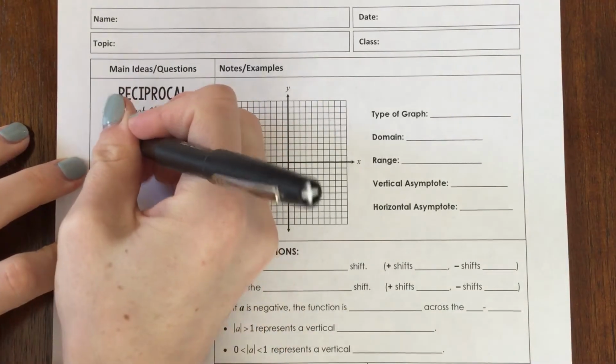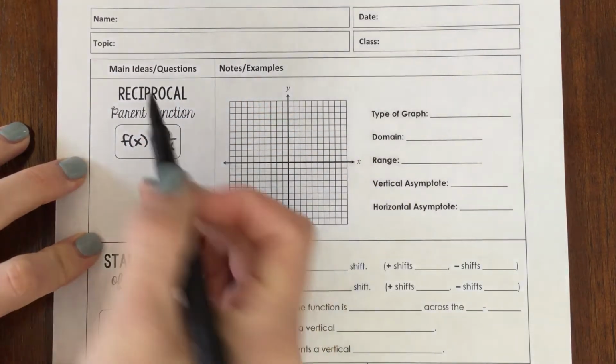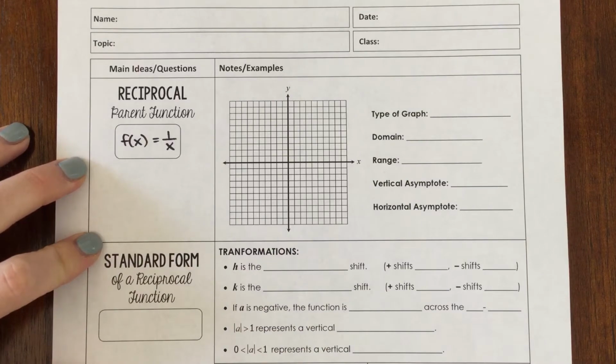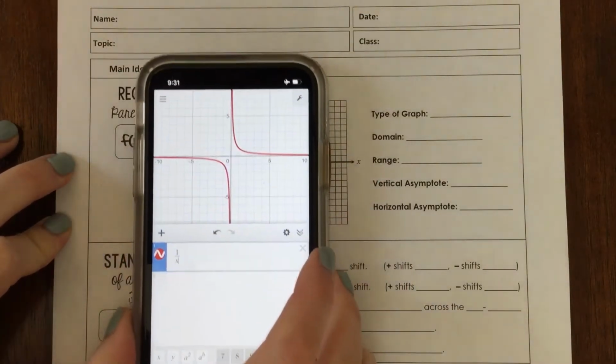So the parent function is f of x equals 1 over x. That's the simplest version. That's why we call it a reciprocal, because it flips the x into the denominator, just like a reciprocal function does. So here it is on Desmos. I've got it typed in. So this is 1 over x, and this is what our graph looks like.